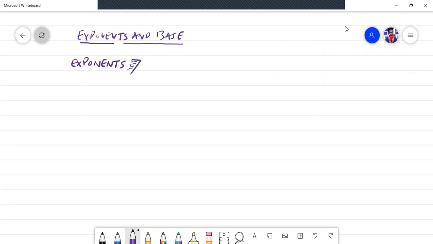First, we will discuss the definition of exponents. Then we will try to solve one or two examples of exponents in order to understand the concept of the difference between exponents and base.